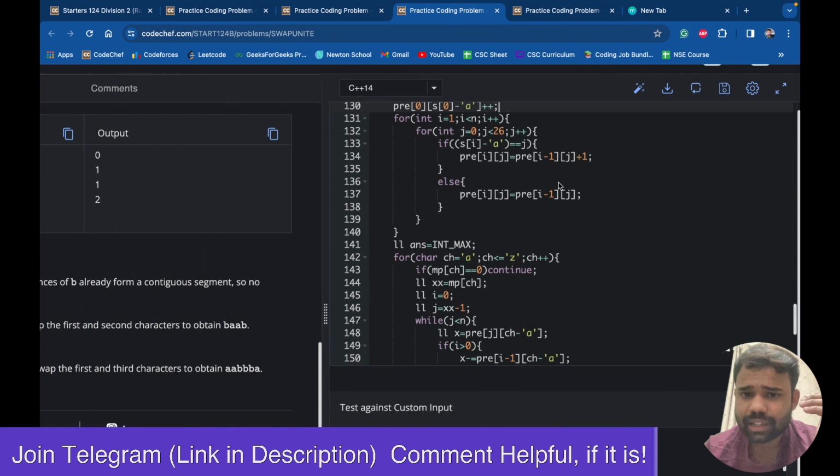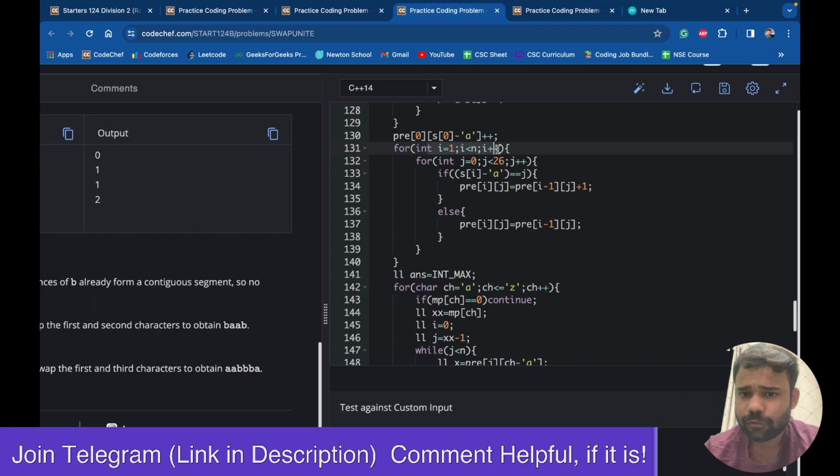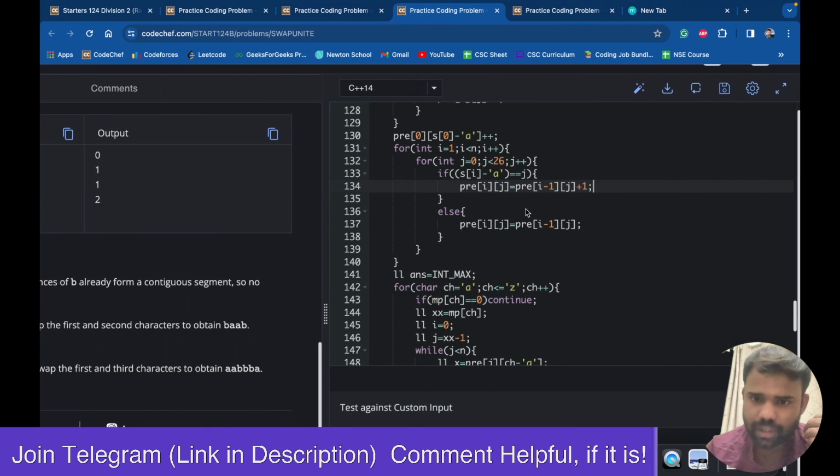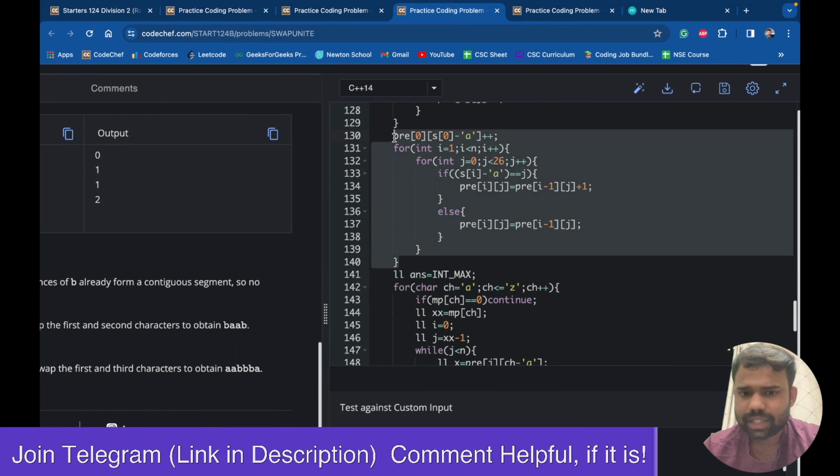Now for the next, from 1 to n, for every character I'm checking. For example, if the character at index i is equal to a particular character whose index is j, from 0, 1, 2 up to 25, then you will increase its value, means you will add 1 to the previous. For example, if C came here, add one to the previous C; if B came here, add one to the previous B, right? We add to the previous value of that particular character. This is how we got the prefix array.